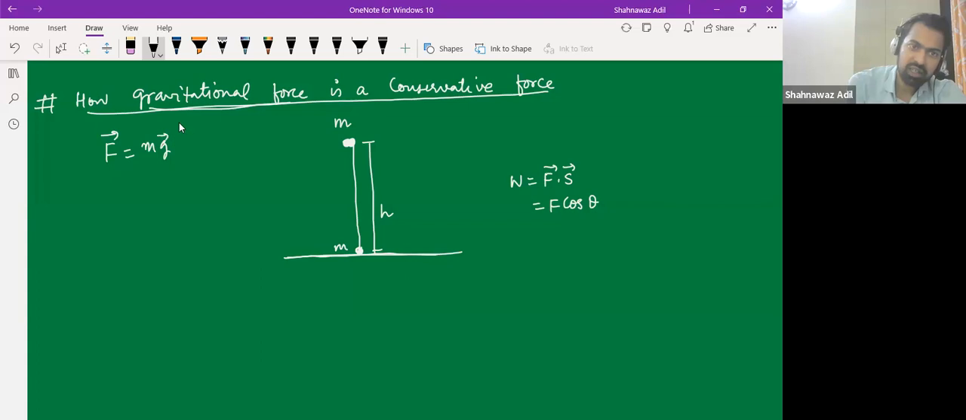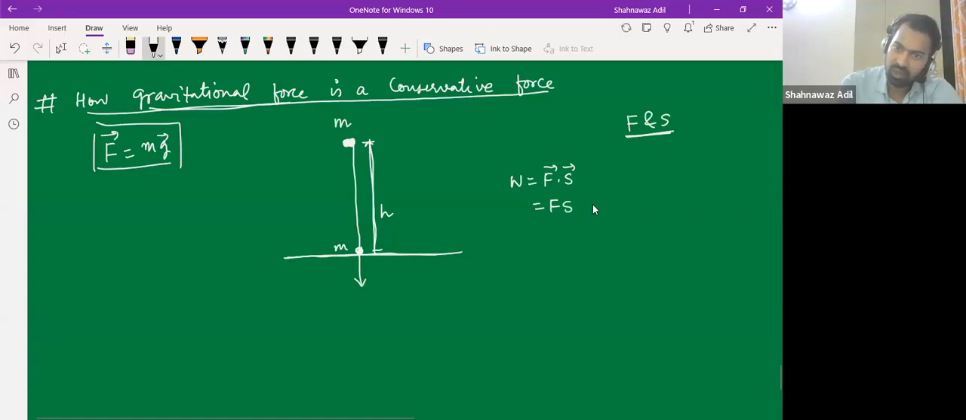And this is the direction in which you are taking. So your distance is in this direction and your force is in this direction. So what is the angle between F and S? 180 degrees, right? So theta is 180 degrees.